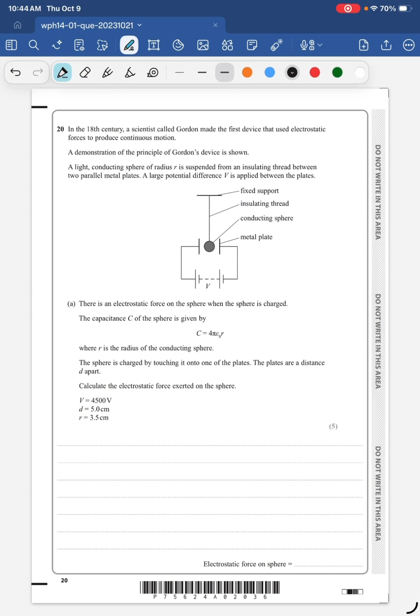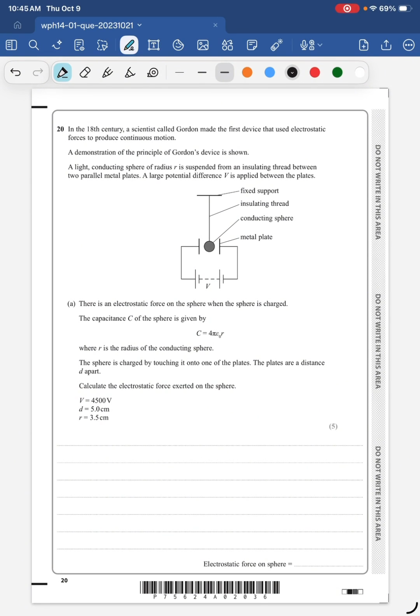But it's a famous formula in electrostatics and electromagnetics in general. So anyway, let's close the parentheses. So the capacitance is given by that, where R is the radius of the conducting sphere. The sphere is charged by touching it onto one of the plates. The plates are a distance d apart, okay? Calculate the electrostatic force exerted on the sphere.